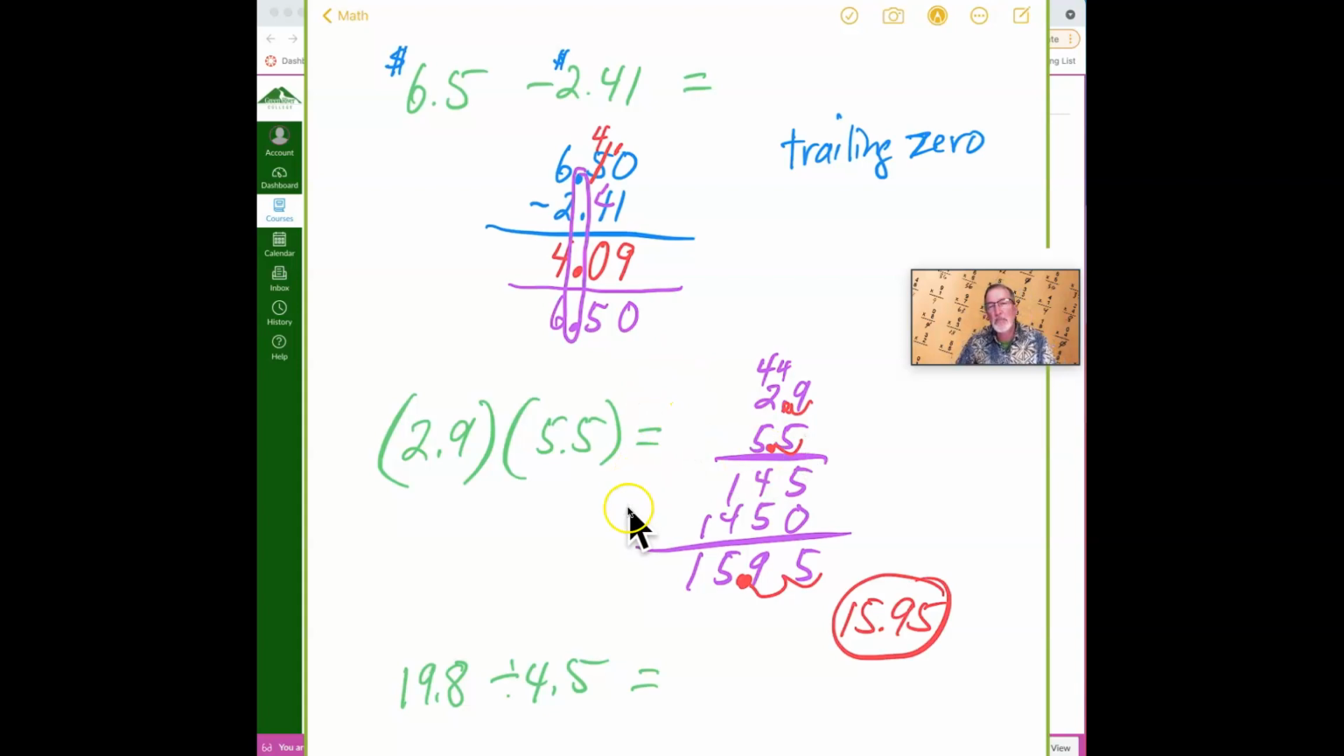So this is another one that might be easier to think of as, like, make one of them money. $5.50 times, well, we just did number rounding a few weeks ago. 2.9 is almost 3. So how much would 3 times $5.50 be? $16.50, right? So this is 2.9, so it's a little less than 3, and our answer is a little bit less than $16.50. So if that helps, you can think of it as money, or think of one of the numbers as money.